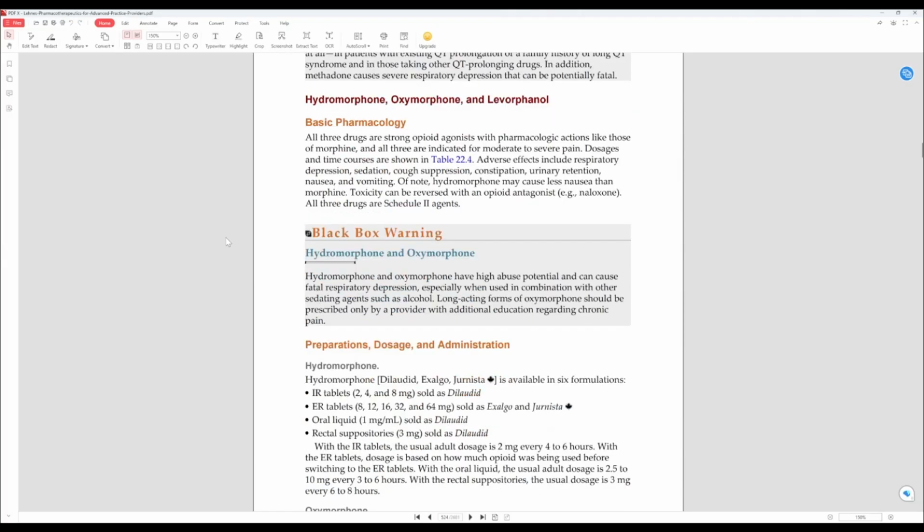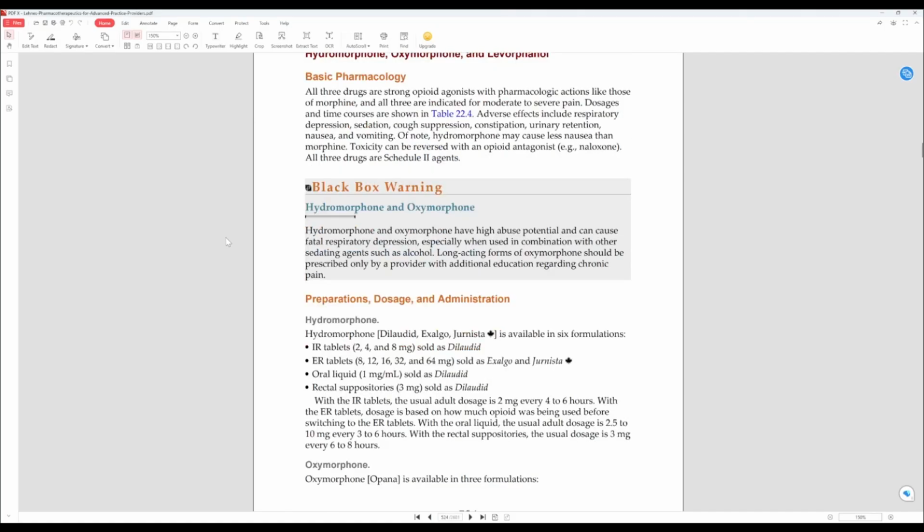Which brings us to hydromorphone, oxymorphone, and levorphanol. So, the basic pharmacology on these three drugs: they are strong opioid agonists with pharmacologic actions like those of morphine, and all three are indicated for moderate to severe pain. Dosages and time courses are shown again in Table 22.4.